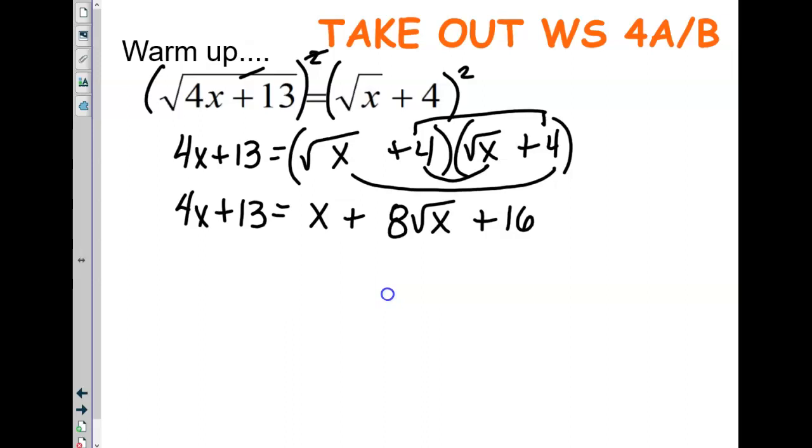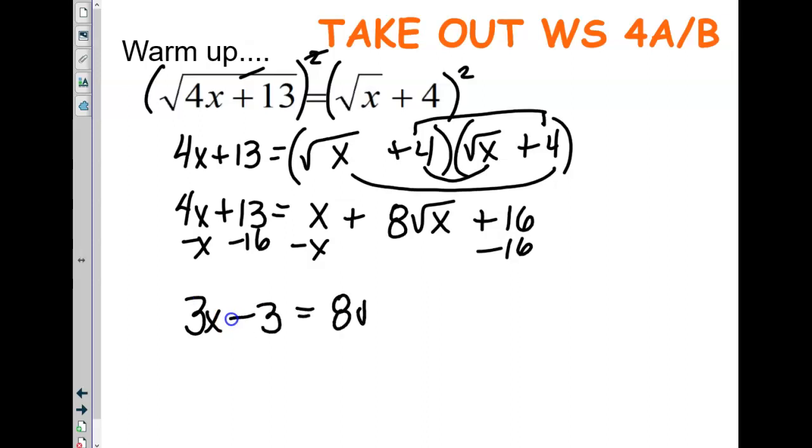Now we need to isolate the radical again. This one we couldn't isolate it, so we left it 1 on each side. If we subtract an x over here, and the 16 while we're at it, we'll have what? 3x minus 3 equals 8 square roots of x. Now, we're going to need to square both sides. Do you want to divide the 8 over the other side or not? I would probably not, just because it's icky.